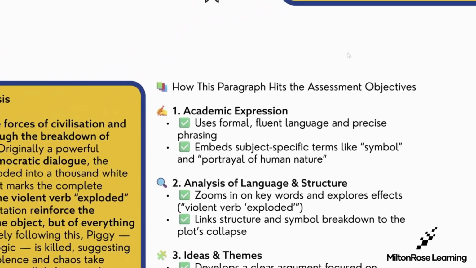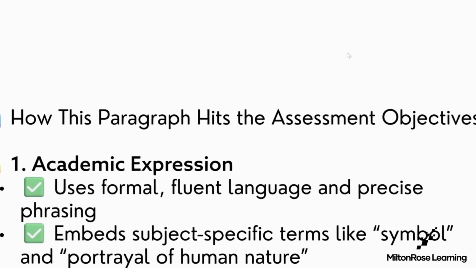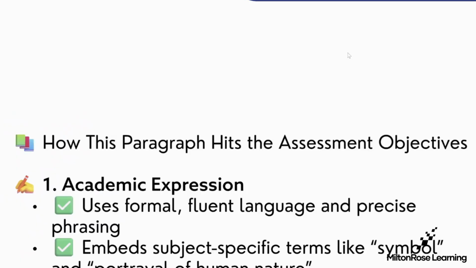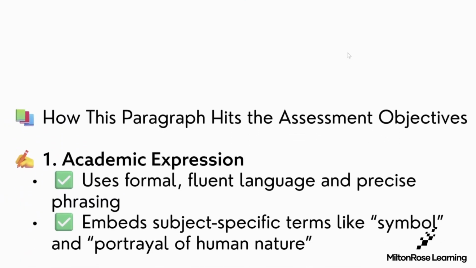Now let's just look very briefly at how the assessment objectives are met in that paragraph. Well, AO1, academic expression, it uses very formal, fluent language, precise phrasing. It sounds very posh and formal. It also uses subject terminology like symbol and portrayal of human nature, which is not subject terminology, but it's advanced expression. So it's clearly hitting the first one, academic expression. Try and sound posh and formal if you can.